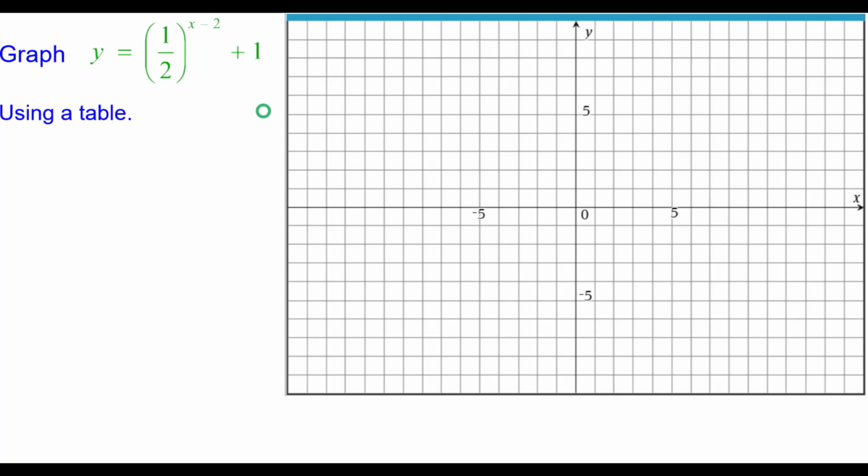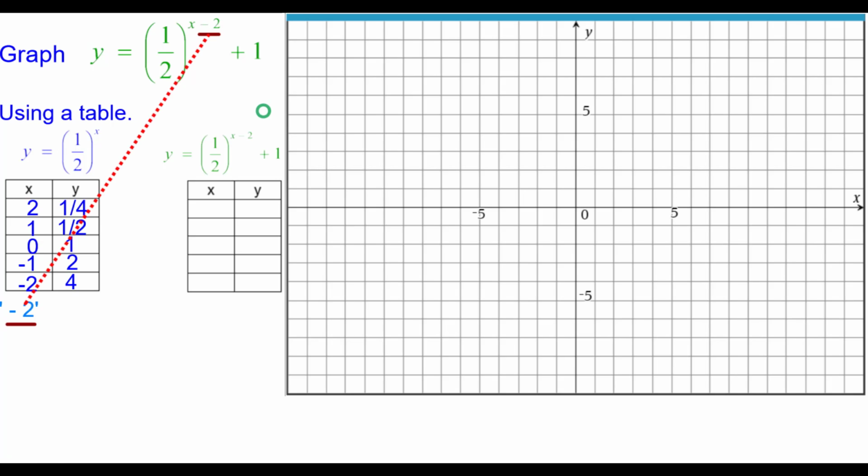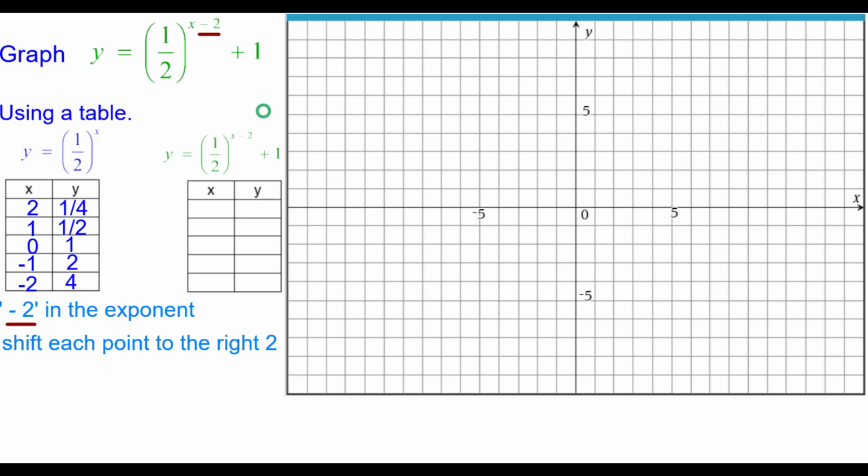Second way is using a table. Here's our table of values we normally use for y equals 1/2 to the x. The minus 2 inside the exponent shifts each point to the right 2, so we have to add 2 to each x value to shift it to the right. So 2 plus 2 would be 4, 1 plus 2 would be 3, and so on.